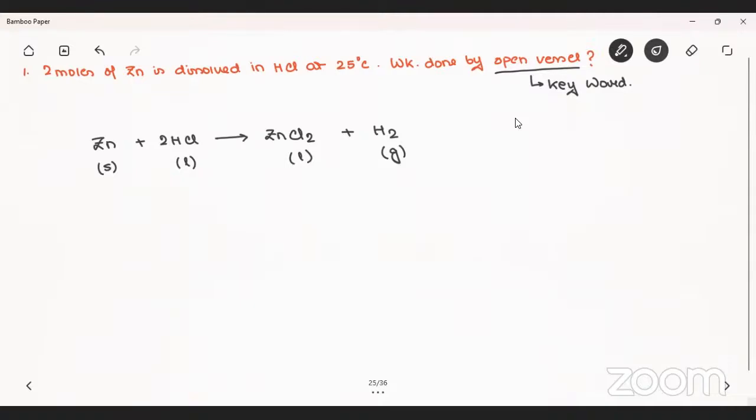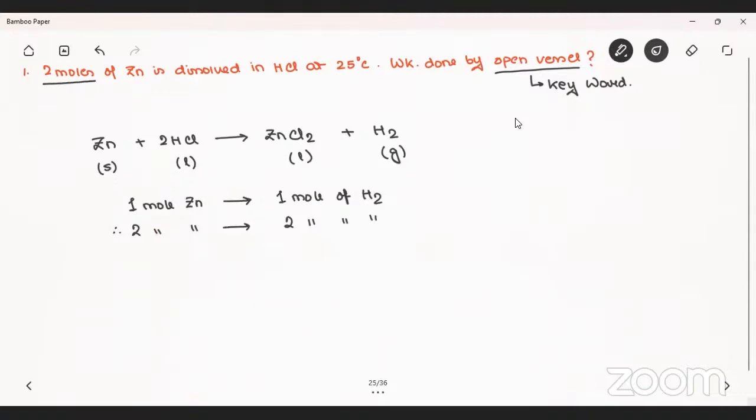In your question, what is being said? 2 moles. Here, how many moles are present? 1. So 1 mole of zinc produces 1 mole of hydrogen. Right or wrong? Yes, ma'am. Right? Therefore, 2 moles of zinc will produce 2 moles of hydrogen. Right?